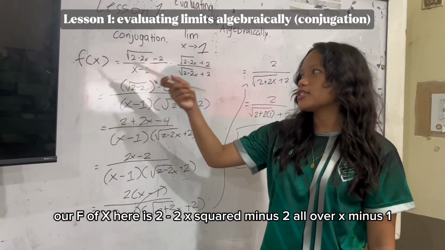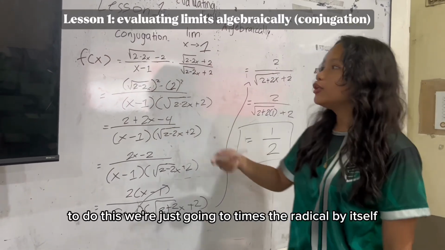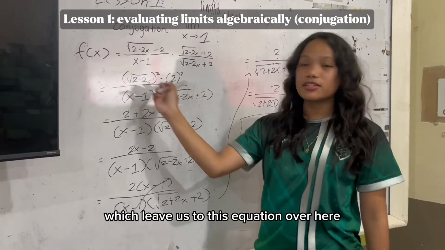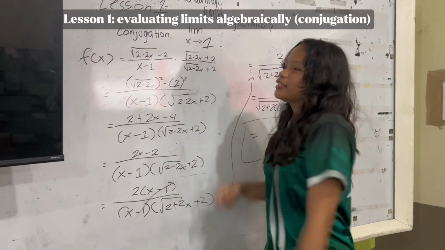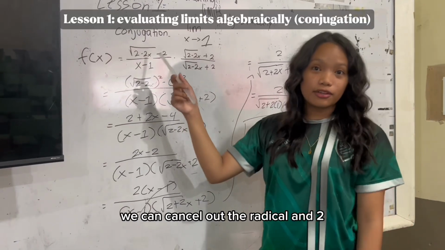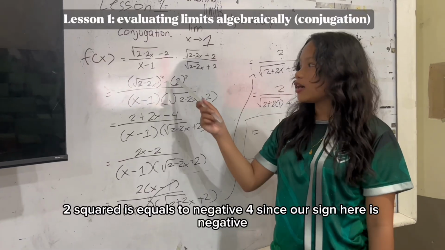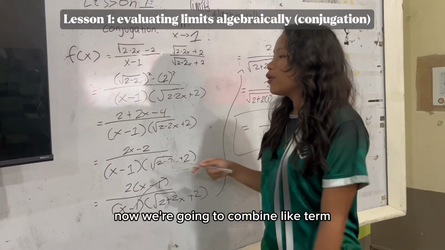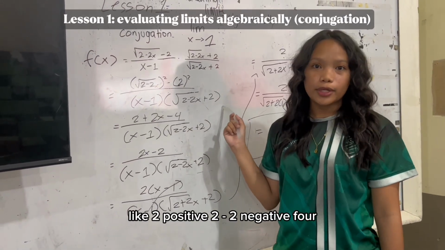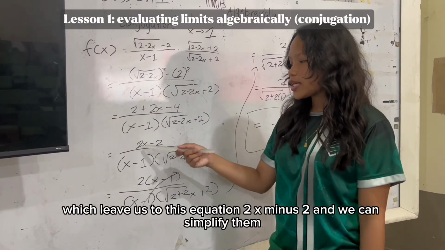Our f of x here is 2 minus the square root of 2x squared minus 2, all over x minus 1. To do this, we're just going to multiply the radical by itself, which leaves us with this equation over here. And now, since we have 2 squared here, we can cancel out the radical. And 2 squared is equal to negative 4, since our sign here is negative. Now we're going to combine like terms, like positive 2 minus 2 and negative 4, which leaves us with this equation, 2x minus 2.